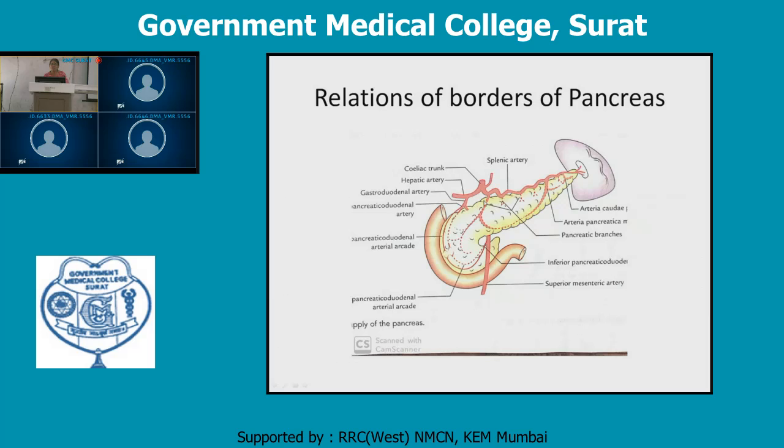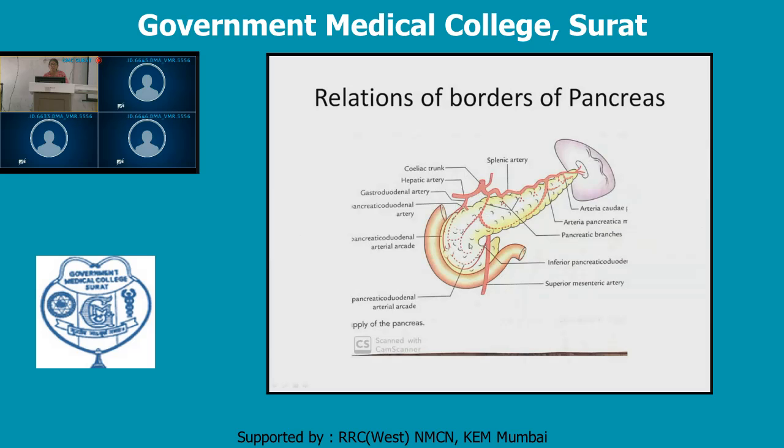This is the body, this is the upper border of the body. Here is the tuber omentale. Above the tuber omentale there is the celiac trunk, and you know the branches of the celiac trunk. This is the hepatic artery, this is the splenic artery. So the upper border of the body is related to the celiac trunk. Then this is the splenic artery on the upper border. Here is the hepatic artery on the upper border of this.